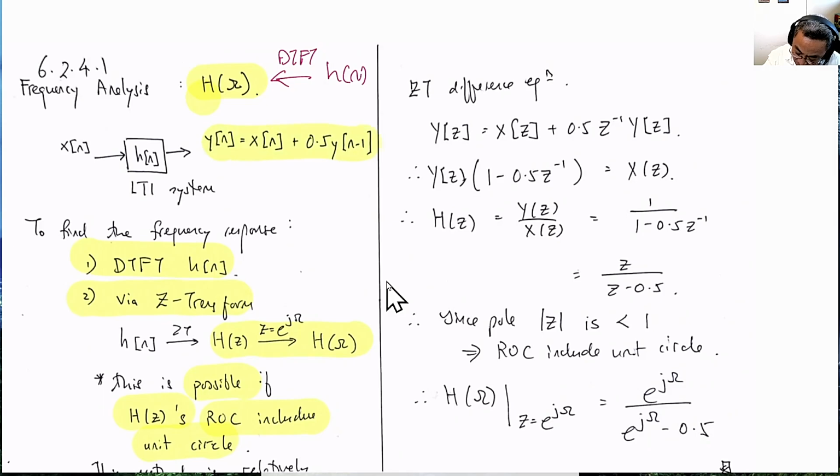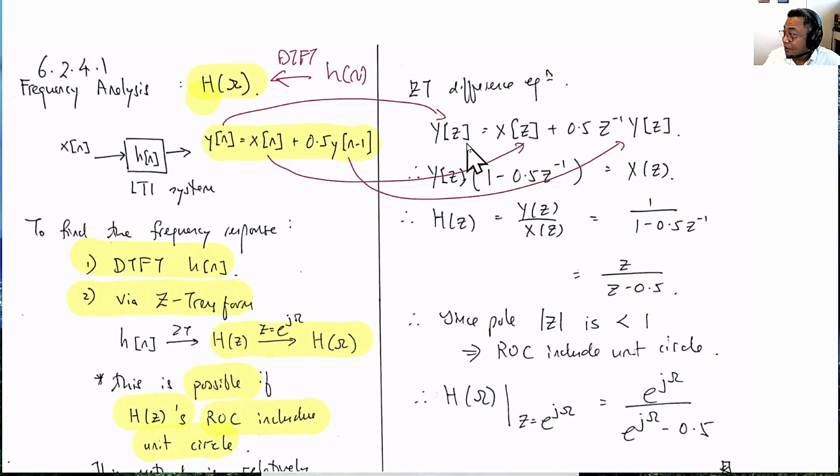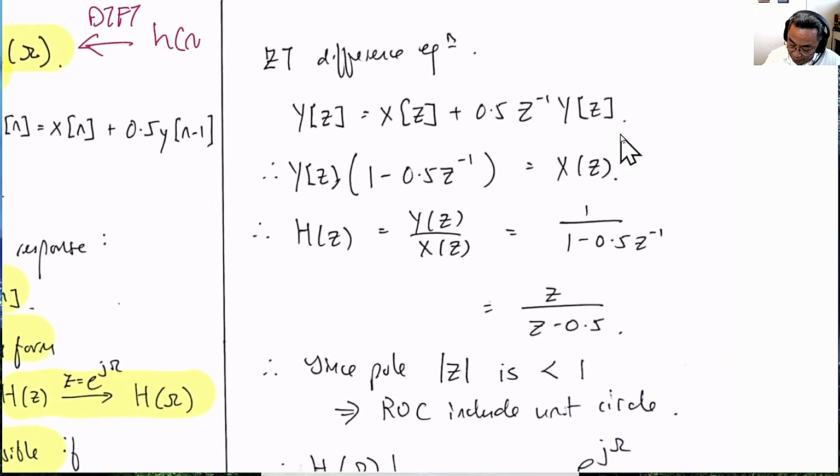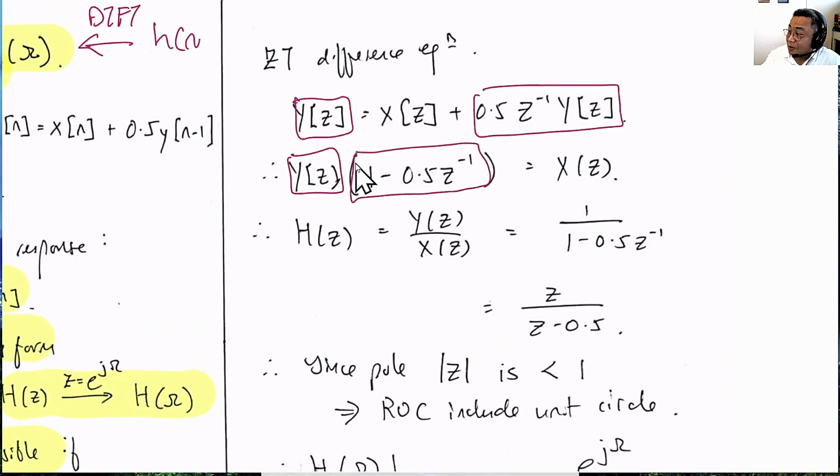So when we have y of n to convert to Y of z, y of n becomes Y of z, x of n becomes X of z, and y of n minus 1 simply becomes 0.5, which is the coefficient here, times z to the minus 1 times Y of z. So this is nothing but your good old Z transform. Once you have done that, then we can manipulate this algebraic equation, and we bring Y of z to one side, and we have Y of z times (1 minus 0.5 z to the minus 1) equals X of z.